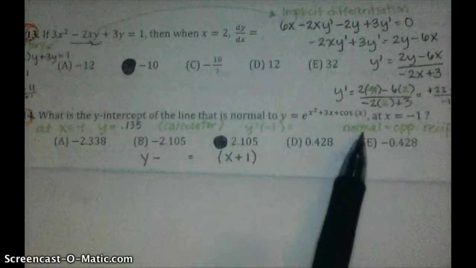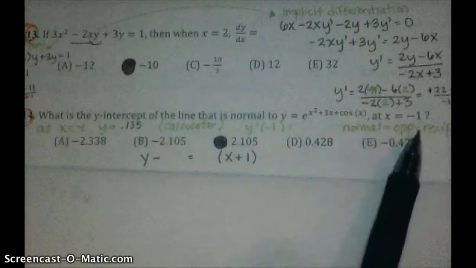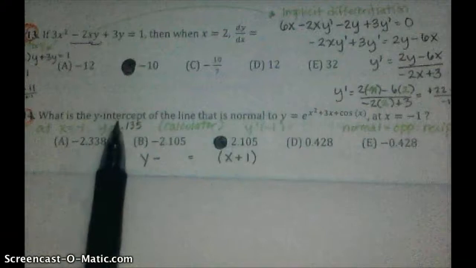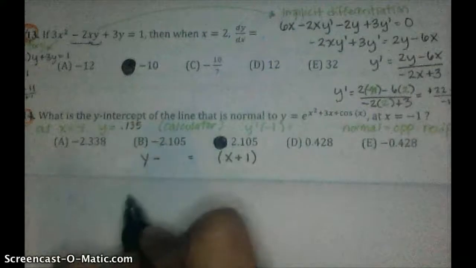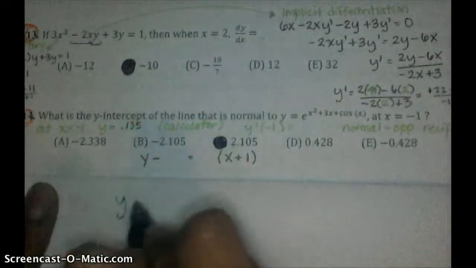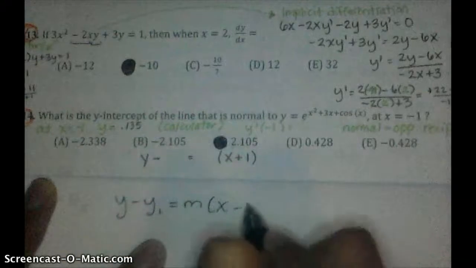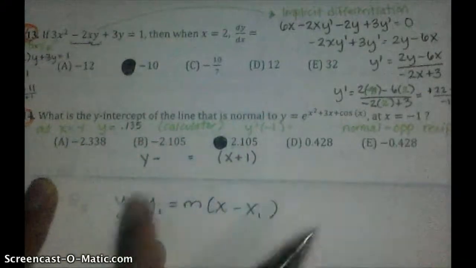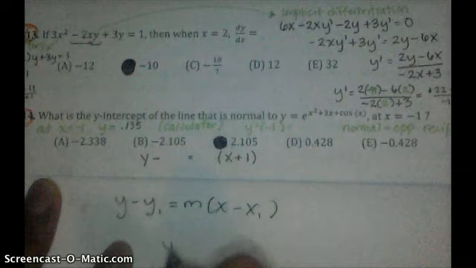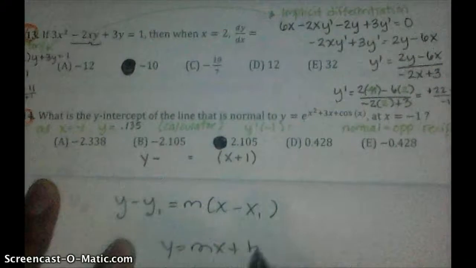So we remember from class today, normal is the opposite reciprocal. And we're looking for the y-intercept, which means I'm probably going to need to write a point-slope equation. So in my head, I'm expecting to come up with something like this, and then convert it around to get something that looks like this, and then that's my answer.